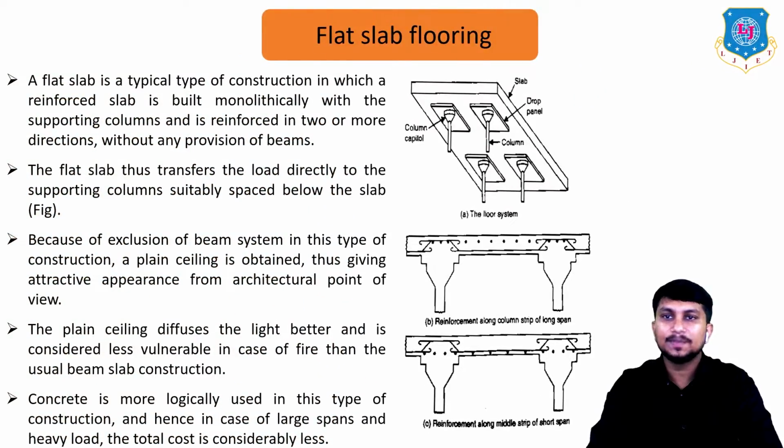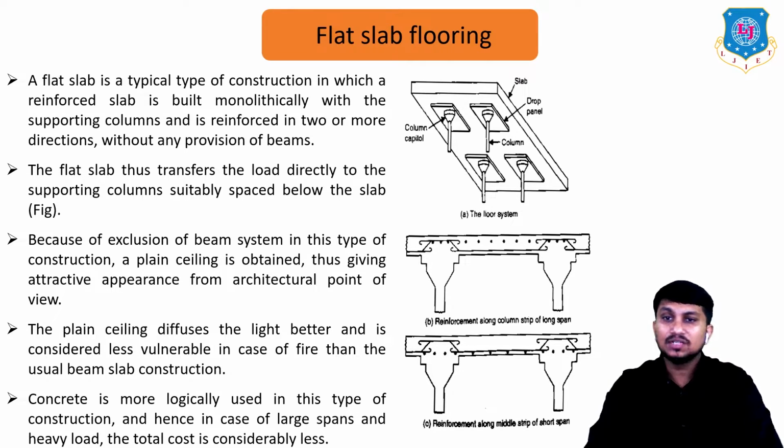A flat slab is a typical type of construction in which reinforced slab is built monolithically with the supporting columns and is reinforced in two or more directions without any provision of beams. So here there is no provision of beams. Slab is resting on the columns. Flat slab thus transfers the load directly to the supporting columns suitably spaced below the slab, as shown in the figure.